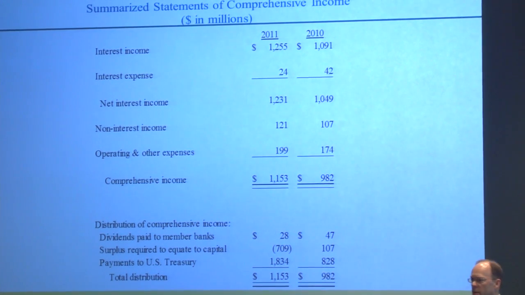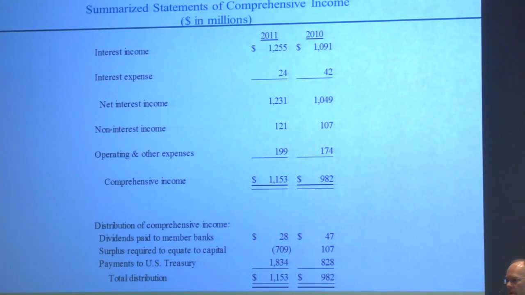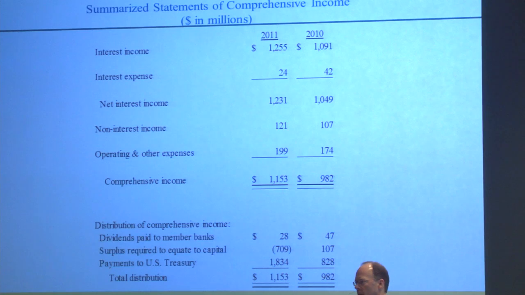And then we have our operating expenses and other expenses. The primary piece here would be compensation for bank employees. That piece is about half of the $199 million. So then we get down to comprehensive or net income of $1.1 billion for this district. System-wide, that number was about $77 billion this year. If you go back pre-crisis, it was about 30 to $35 billion. The reason it's much higher is we're holding a lot more assets, generating a lot more income.